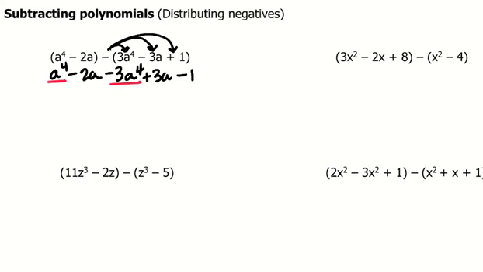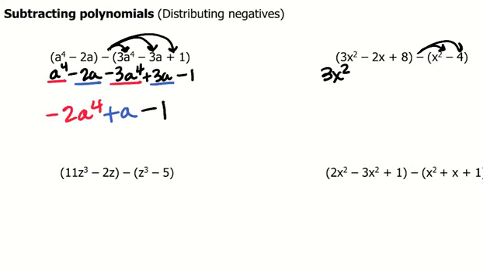Here I've got a to the 4. Okay, so that's going to be negative 2a to the 4. For here, regular a's, I've got negative 2 plus 3 is positive 1a. And then just in terms of numbers, I only have negative 1.